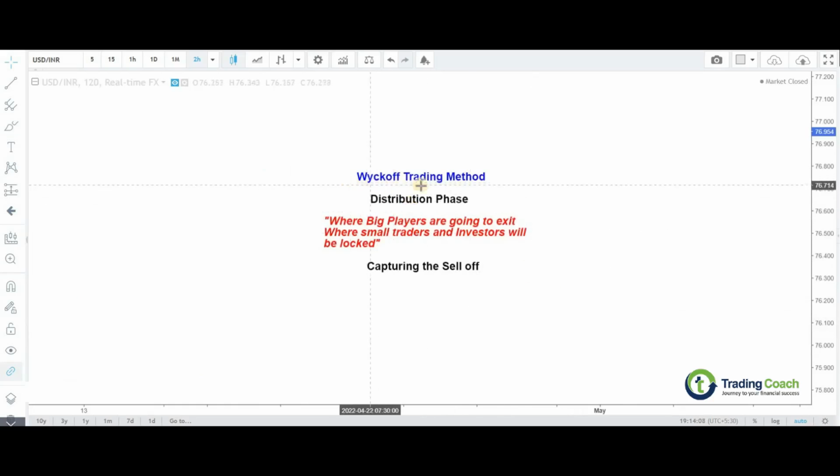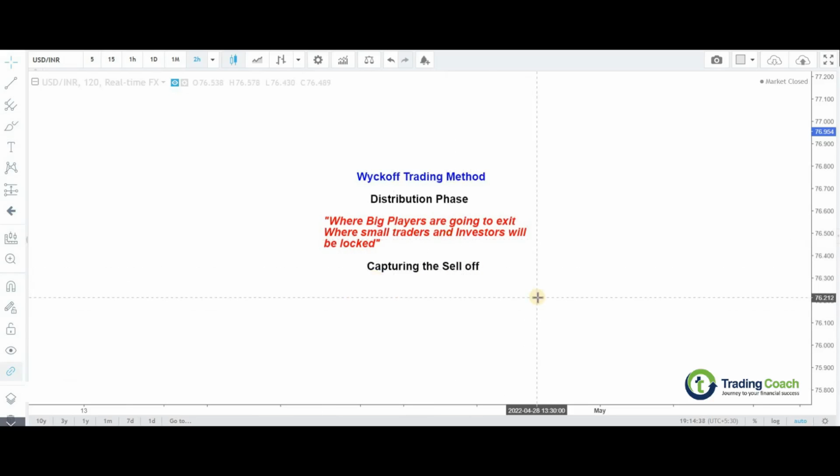So we spoke about another Wyckoff trading method, the so-called distribution phase. The distribution phase is a phase where the big players exit the stock or asset, and this is the same point where the small traders and investors get locked into their positions. That is the same point where the small traders will try to accumulate the stock or asset. If you can identify the distribution phase properly, you can capture a nice sell-off or downtrend.